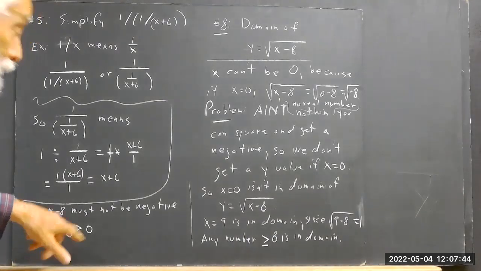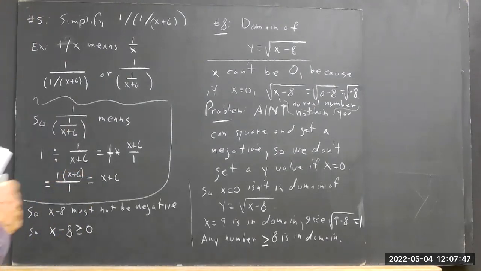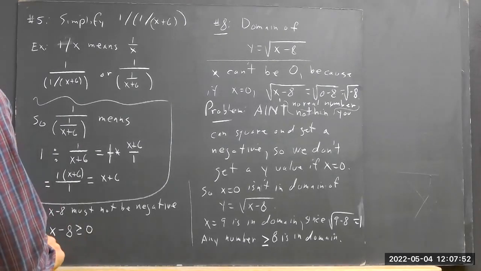So x minus 8 has to be greater than or equal to 0. Well, it's a simple inequality.